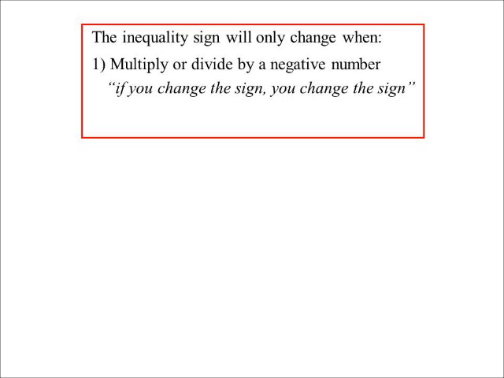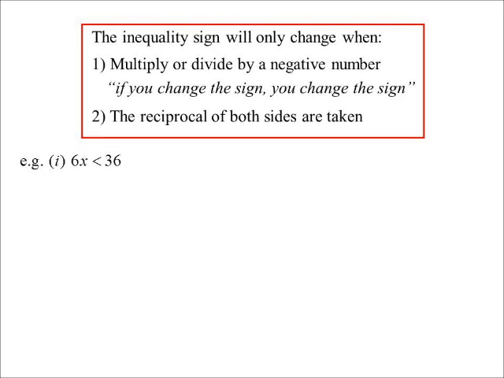The other situation, it's a lot rarer, but if you were to take the reciprocal of both sides, then you'd have to change the inequality sign as well. Doesn't happen a lot, but keep that in mind. If you turn both sides upside down, that inequality sign should change. Wow, very basic one, isn't it? 6x is less than 36. So we treat it just like an equation. Divide by 6, x is less than 6. Wow, that was tricky.